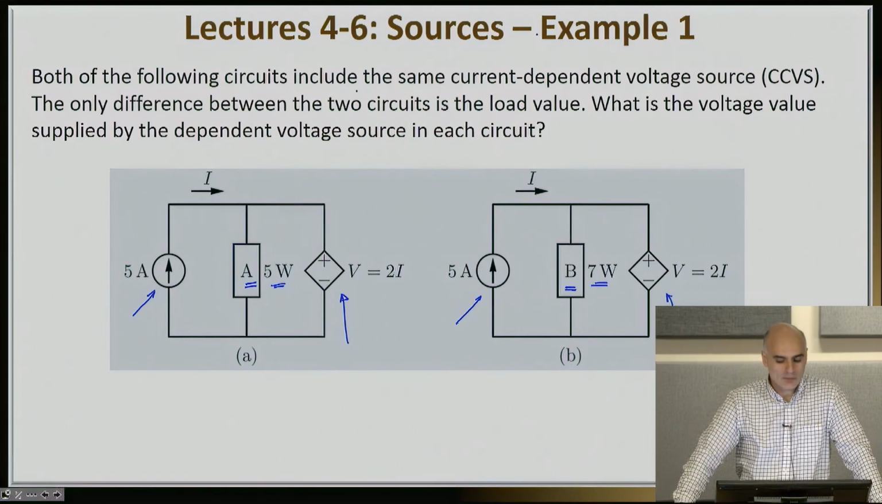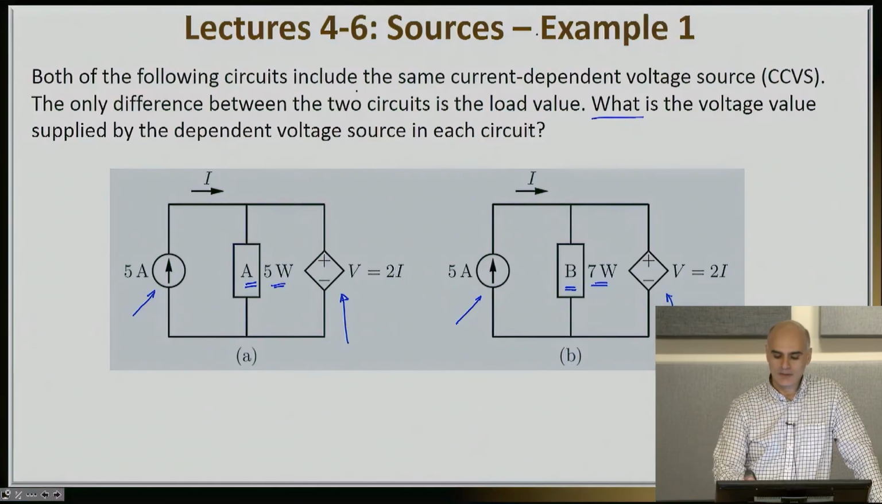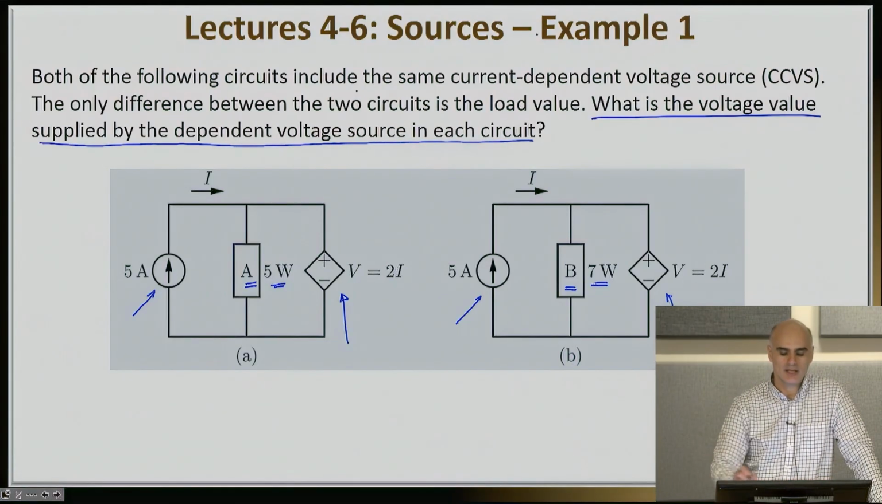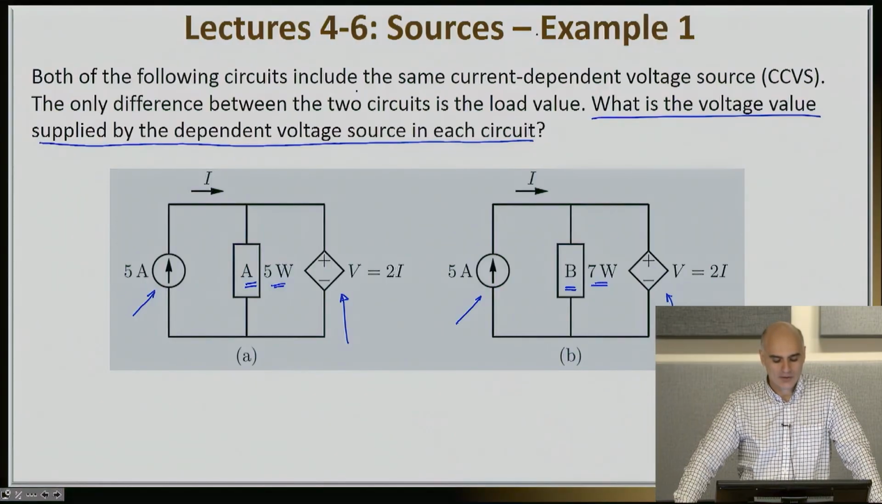The question that we want to find here is: what is the voltage value supplied by the dependent source in each circuit? We said that each one of the sources has a value V which is equal to 2I, and we would like to find exactly what that value is in volts.